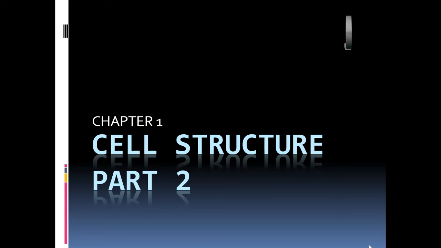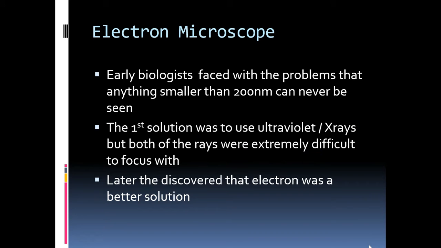Okay, Assalamualaikum everyone. So today we are going to look at the second part of chapter 1. In the previous session we have already gone through a brief history of cytology. We have looked at the working principle of the light microscope and also the electromagnetic spectrum. So today we are going to proceed with the electron microscope.